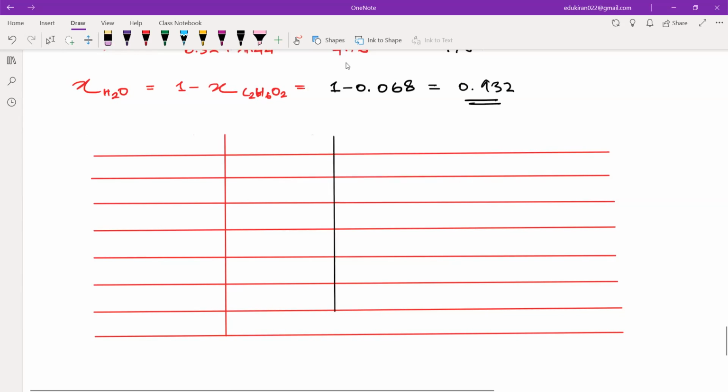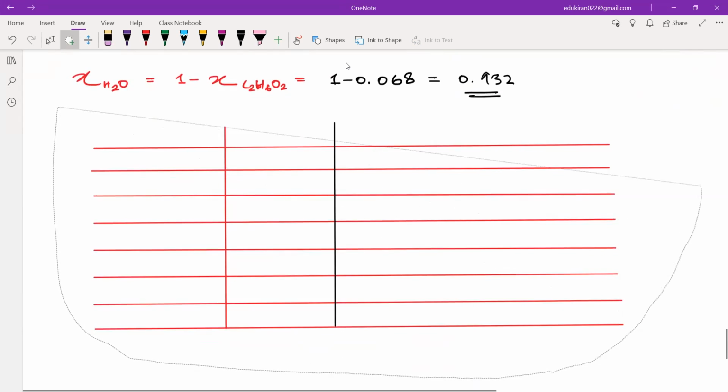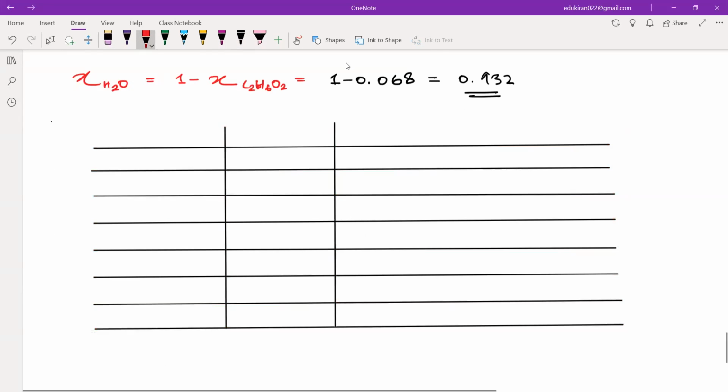Now let us look at whatever we have learned today. We started with mass percentage, the first concentration term. After that, we did volume percentage. Here we will write the name, the unit, and the definition. The name is mass percentage. Unit will be percent. The definition will be the mass of a component expressed as percentage of total mass.